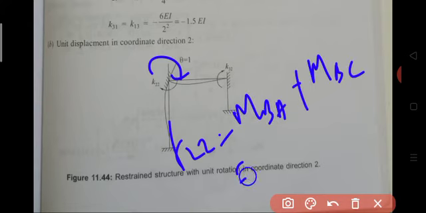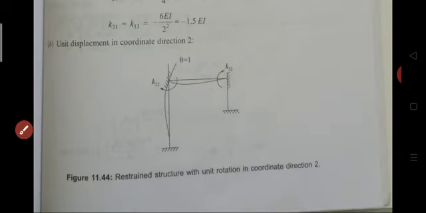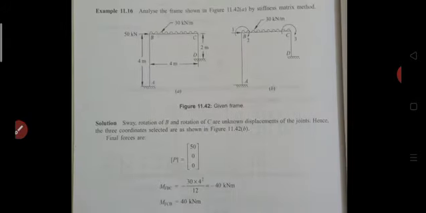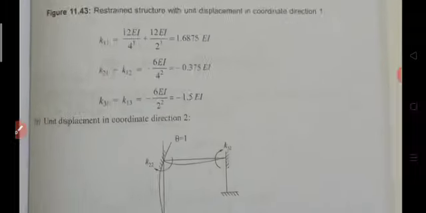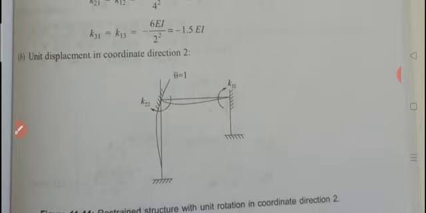We already determined with the free body diagram that the MBA moment is 4EI by 4. Then the MBC moment is also 4EI by 4, the length of the beam being 4. Therefore K22 is equal to 4EI by 4 plus 4EI by 4, which gives 2EI.